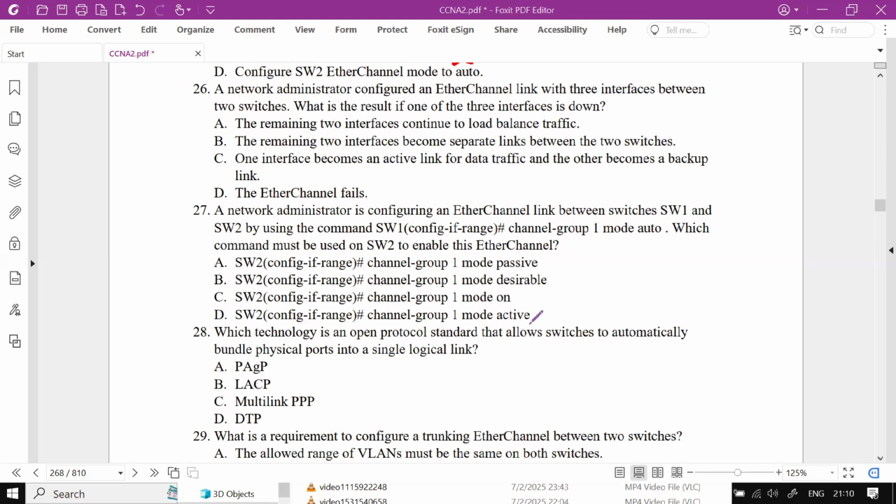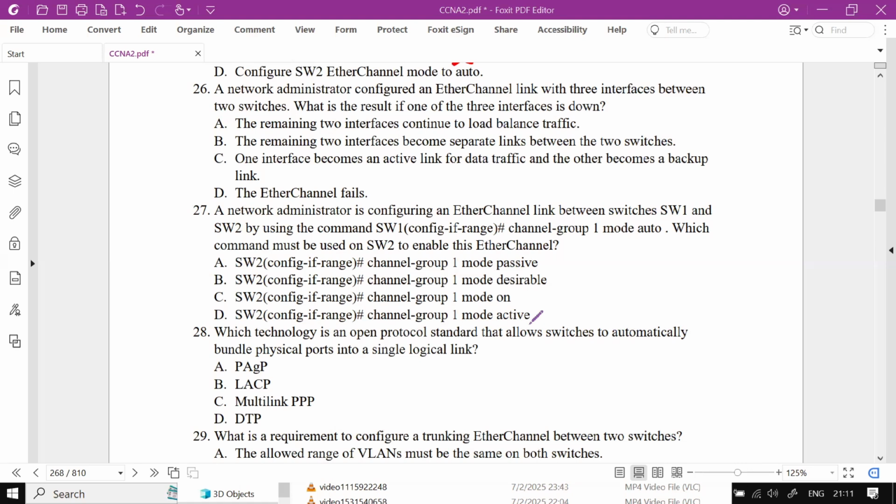26. A network admin configured an EtherChannel link with three interfaces between two switches. Three interfaces, two switches. What is the result if one of the three interfaces is down? One of the main advantages of EtherChannel is that if one interface is down, the logical link continues to work. Which answer speaks to what I just said?